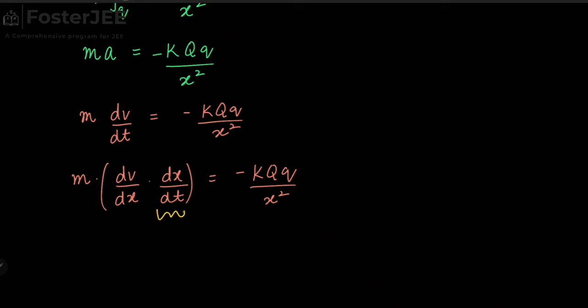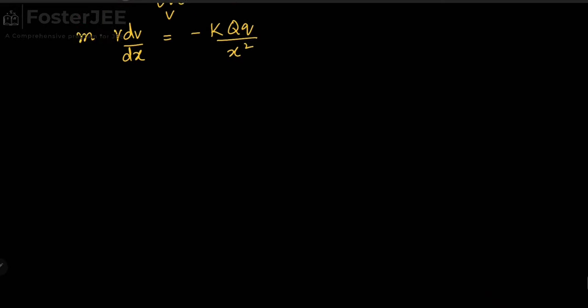Since dx by dt is the rate of change of the distance between the two charges, we can simply call it the velocity of charge q, that is v. So we can write m v dv by dx equals minus kqq by x square. Further, we can write m v dv equals minus kqq by x square dx. Now, we will simply integrate this equation.